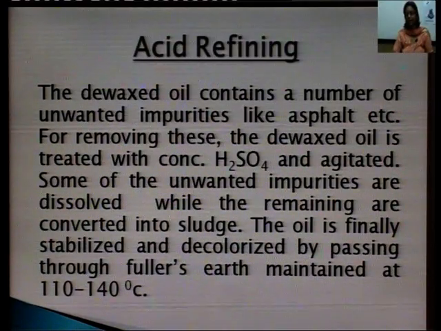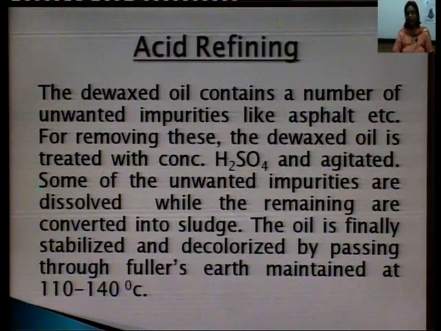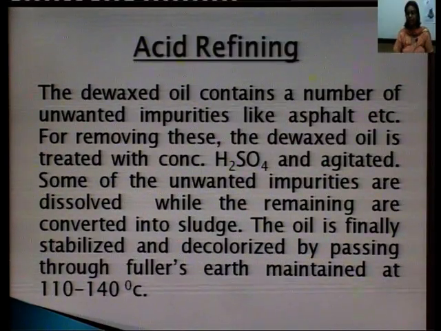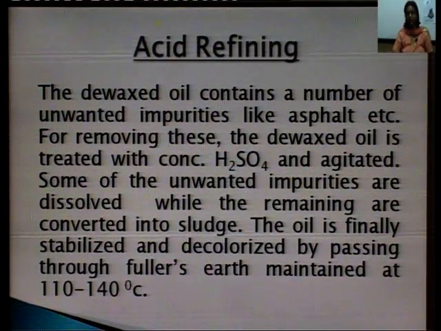bottom of the tank. The oil is finally stabilized and decolorized by passing through Fuller's earth maintained at 110 to 140 degree centigrade. So, this mineral oil which has been dewaxed and acid refined is passed through Fuller's earth so that the color from it can be removed, and the temperature is kept at 110 to 140 degree centigrade.